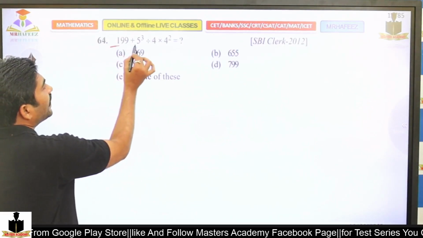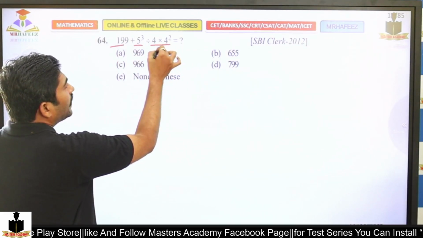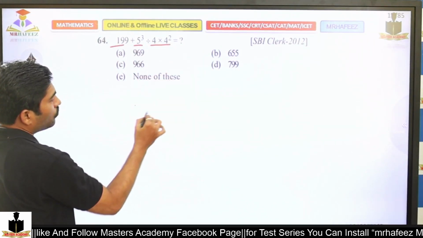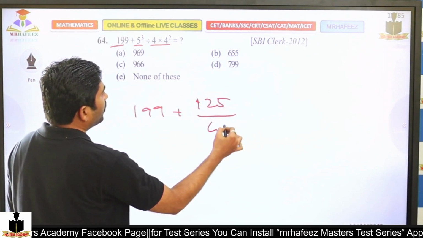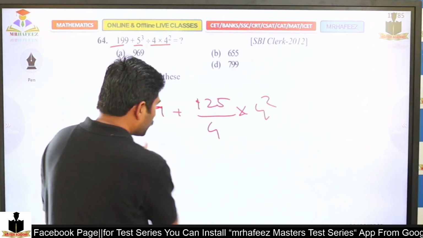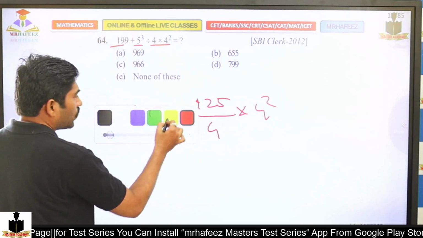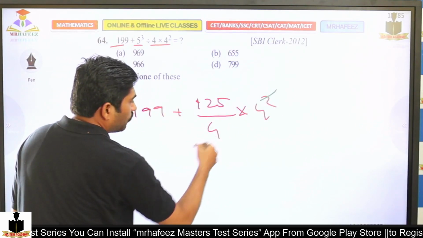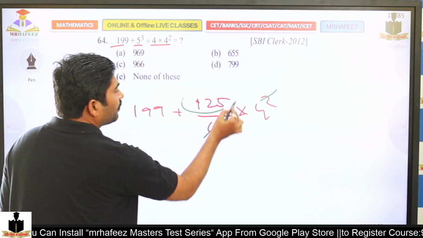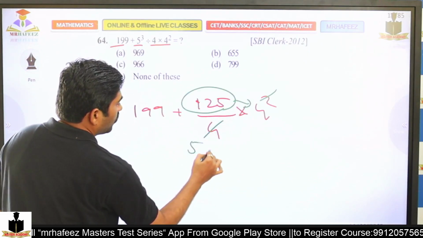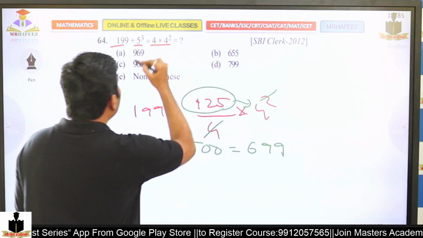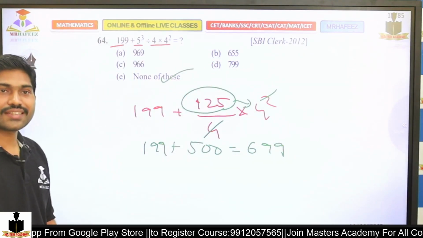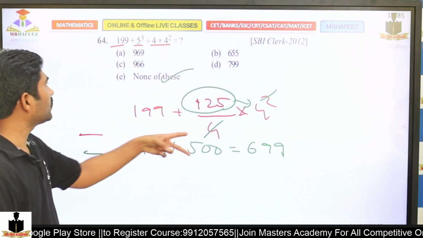So 199 plus 5 cube divided by 4 into 4 cube. Okay, so 199 plus 5 cube is 125, divided by 4 into 4 square. So here the square value and 4 will get cancelled. 125 into 4 is 500. 500 plus 199 is 699. There is no 699, so the answer is none of the above.